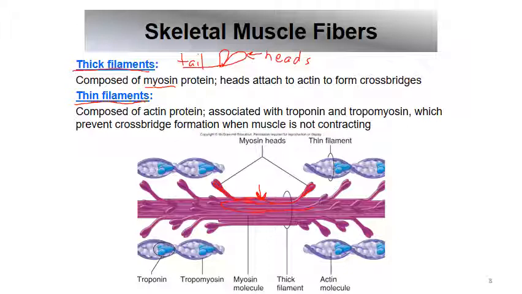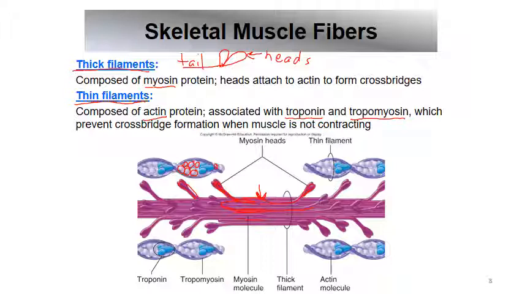But yeah, so you can see here how the heads are sticking up or out, but the tails of the myosins are making the bulk of the thick filament. Okay, then next, the thin filaments. So the thin filaments are made up primarily of actin protein. Now in this picture, these light colored circles, or these spherical shapes, those are the actin proteins. But it's not just the actin protein that is located on the thin filaments. There are two other proteins. There's also troponin and tropomyosin.